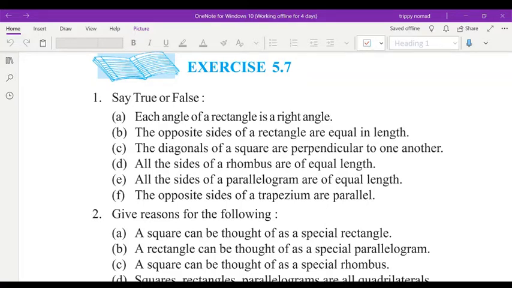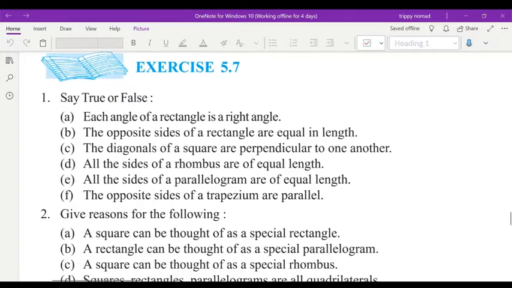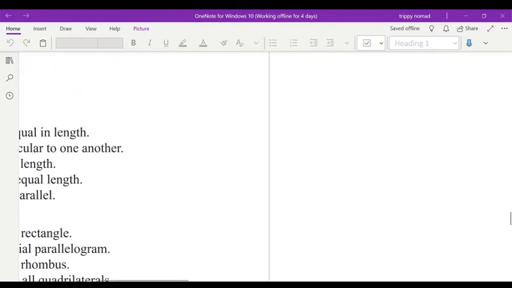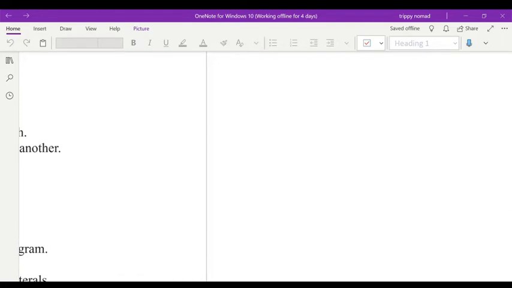Today, before starting exercise 5.7, let us learn a few definitions. Then you will be able to give the answers to the questions asked in exercise 5.7.